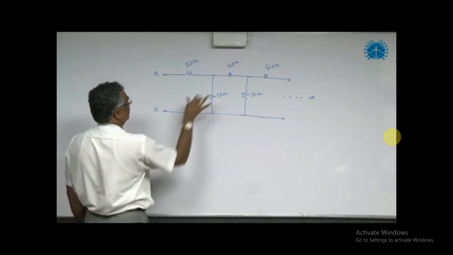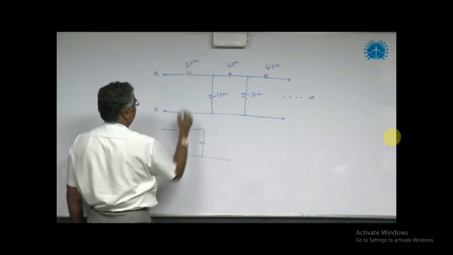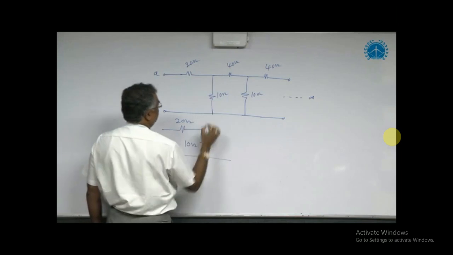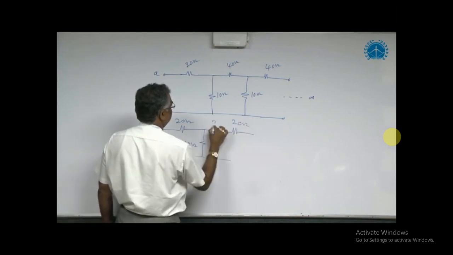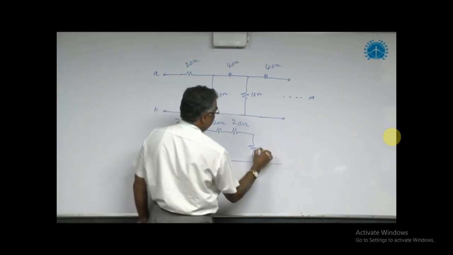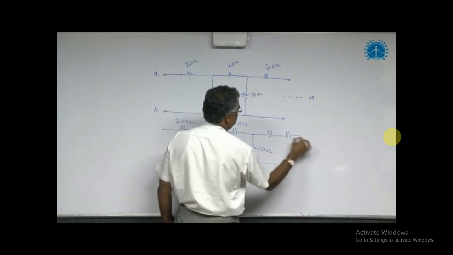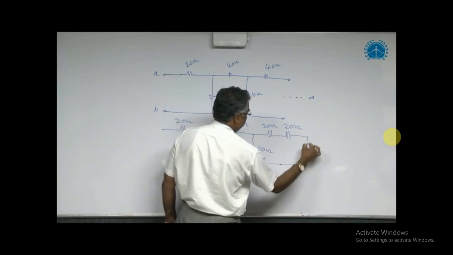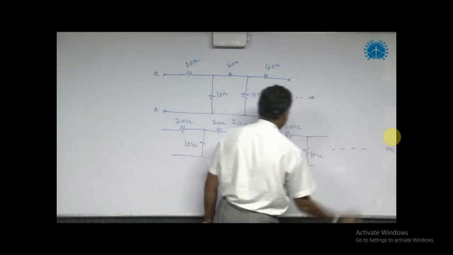What it means is, this circuit we can redraw symmetrically. So this 20, this 10 as it is, this 40 can be split into two resistors, each one 20. Then this 10 as it is. Next 40 ohm also split into two resistors, each one 20 ohm. Like that it is extended to infinite, going up to infinite.